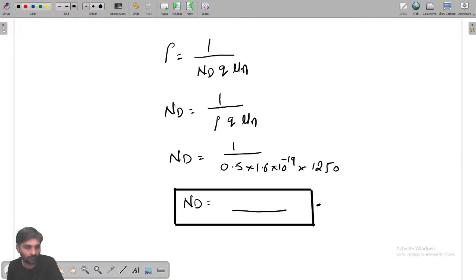Atoms per centimeter cube. 10 to the power of 16. Okay, 16. Right answer.